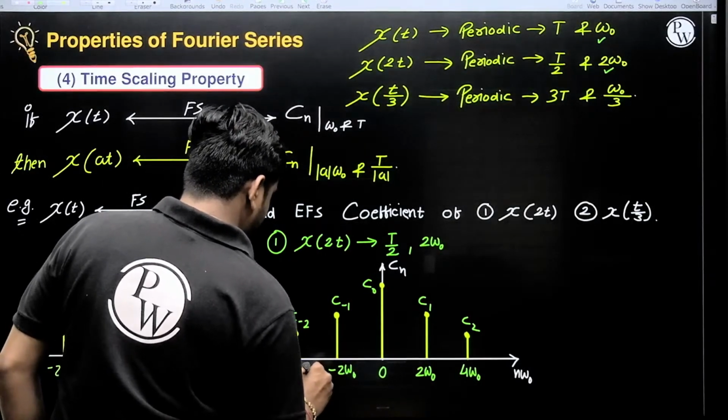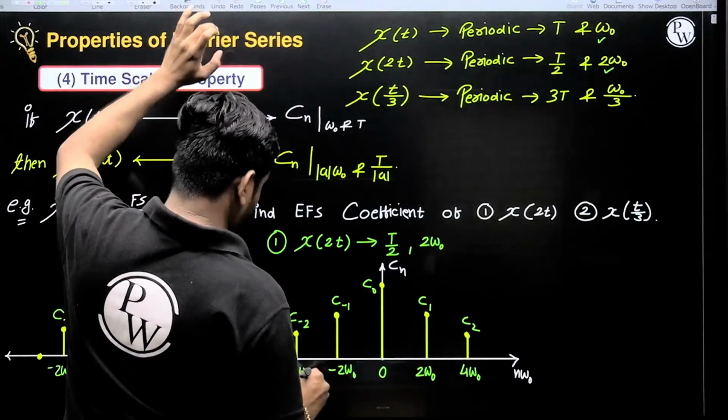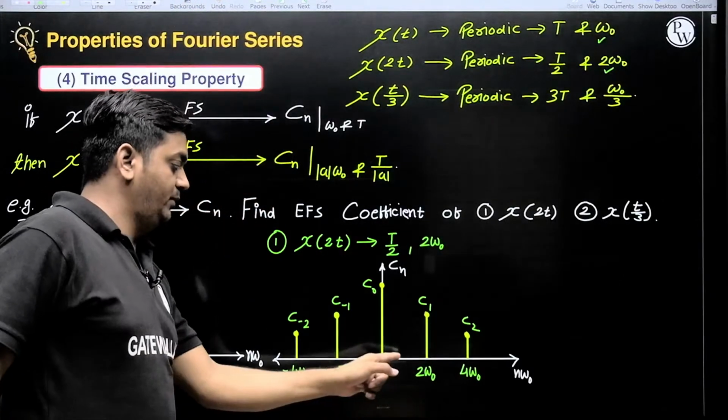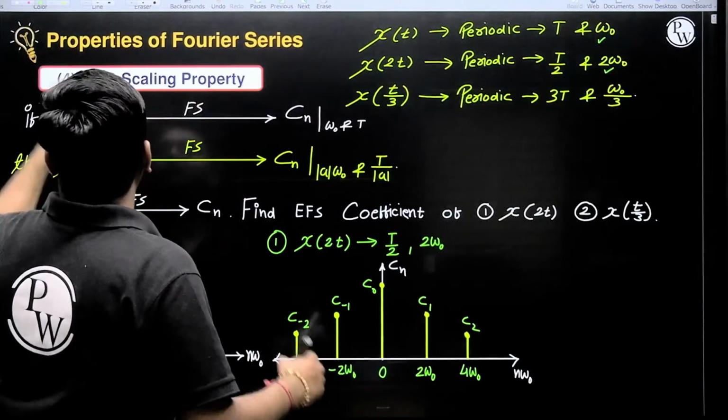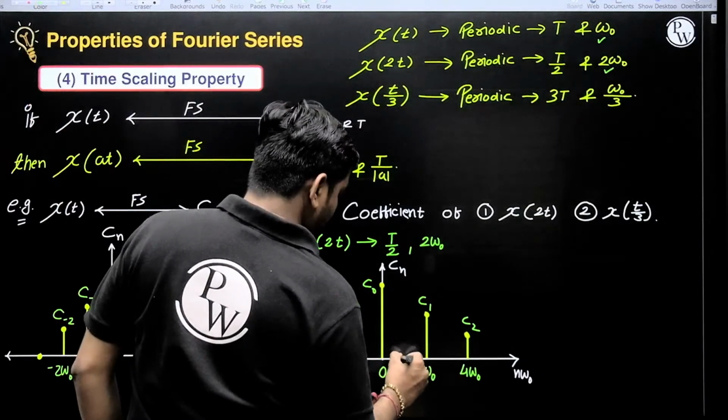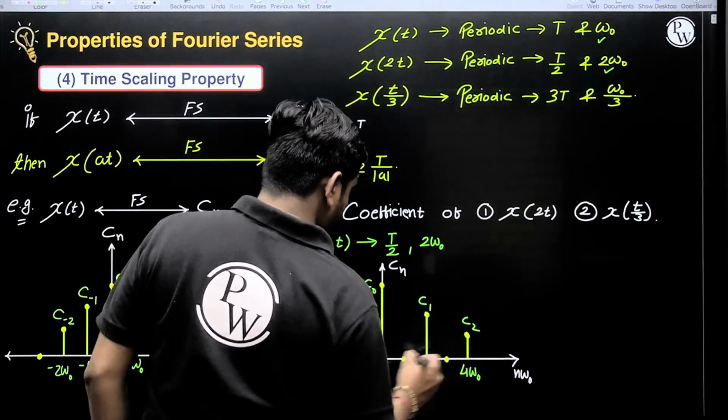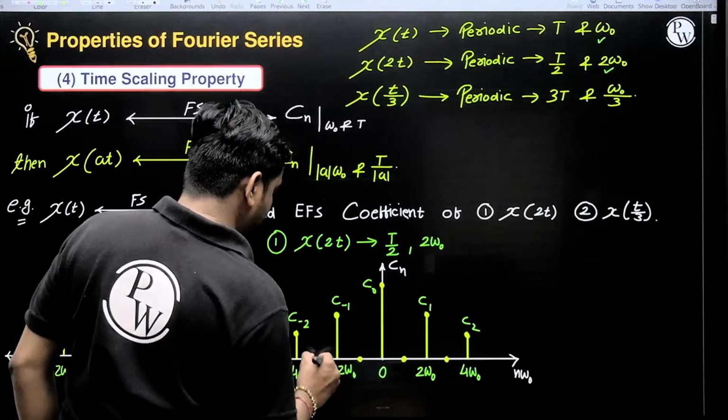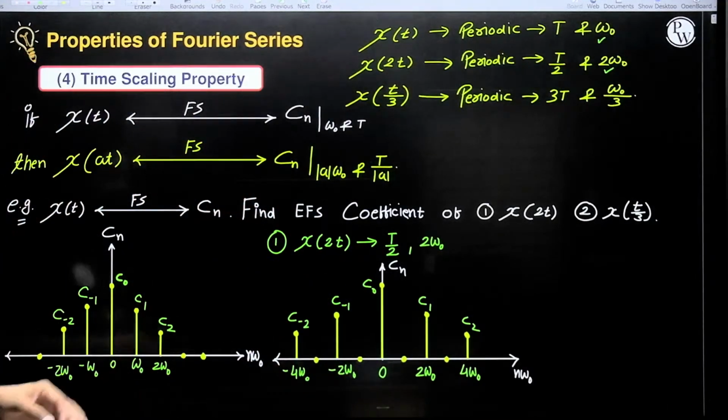Minus 4 omega 0, that's it. Correct? At omega 0, you will get 0. At omega 0, you get 0, guys. Also 0. Here also 0. Here also 0. Are you getting? One kind of, you can see, interpolation.